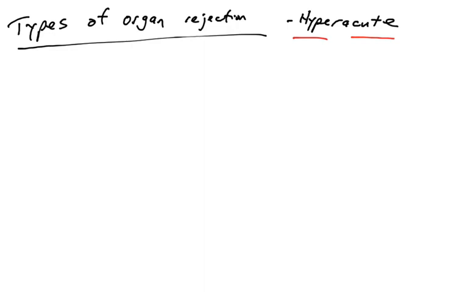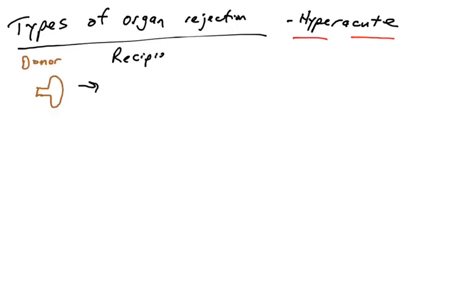This usually only happens if there has been some error in matching and clearing the organ transplantation between the donor and the recipient. So this is rare, but it does happen. And usually it's because of some sort of error in the analysis matching the donor and the recipient. So let's talk about what that would look like.